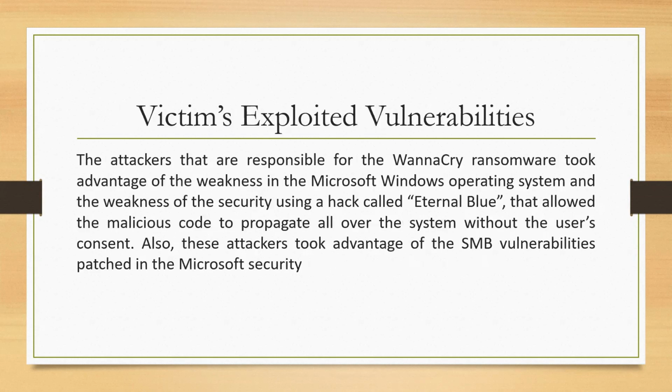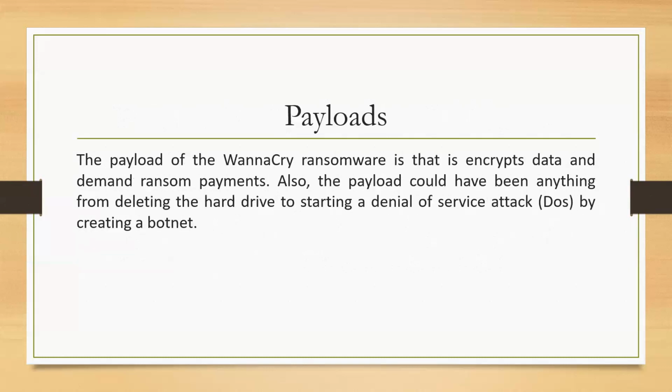Victims' exploited vulnerabilities. The attackers responsible for the WannaCry ransomware took advantage of a weakness in the Microsoft Windows operating system and weak security, using a hack called EternalBlue that allowed the malicious code to propagate all over the system without the user's consent. Also, these attackers took advantage of the SMB vulnerabilities patched in the Microsoft security updates.